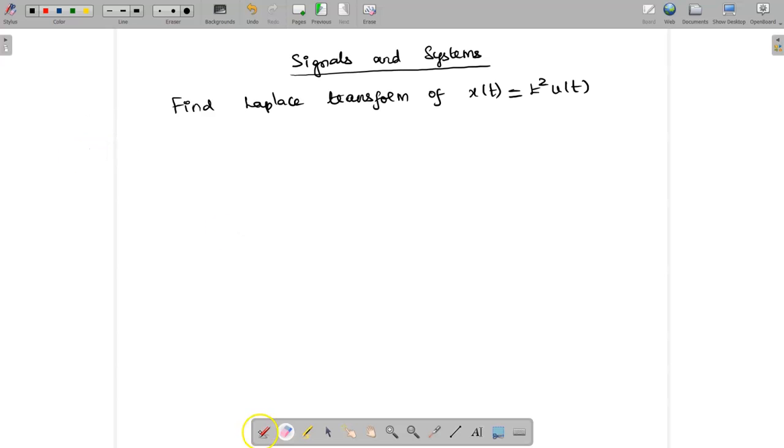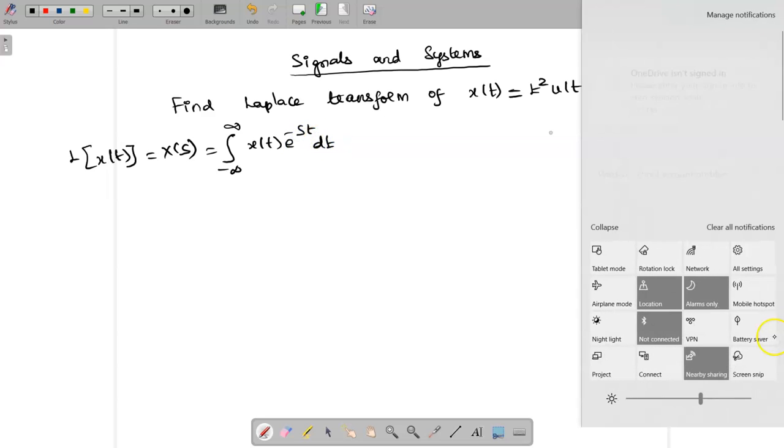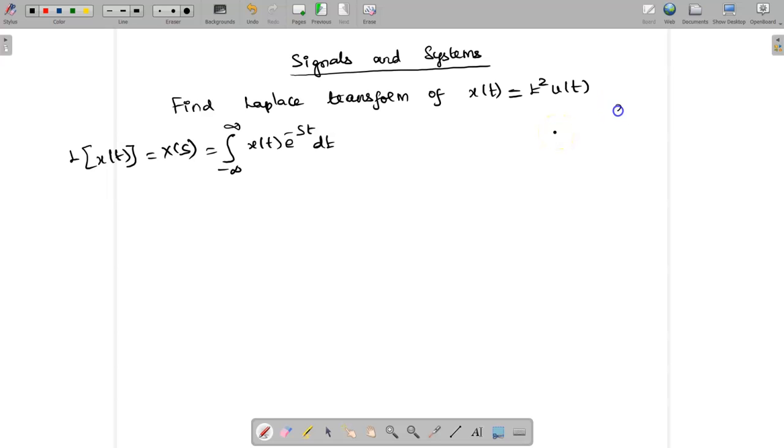The general Laplace transform formula is Laplace of x of t, which is given by X of s, which is nothing but the integral from minus infinity to infinity of x of t e power minus st dt. And here in the question they have given that x of t is t square u of t, right.